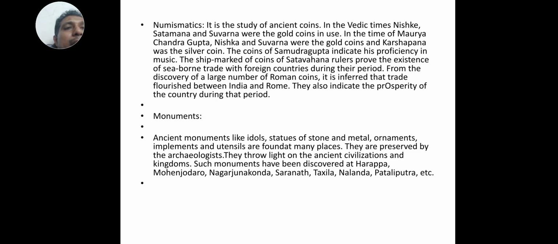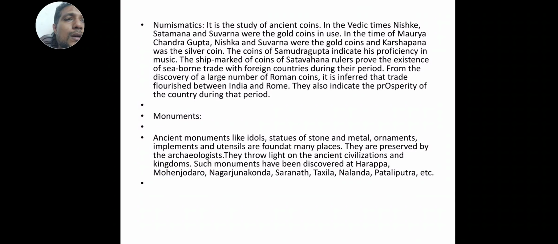Numismatics. It is the study of ancient coins. In the Vedic times, Nishka, Satamana, and Suvarna were the gold coins in use. In the times of the Mauryas, Chandragupta, Nishka and Suvarna were the gold coins, and Karshapana was the silver coin. The coins of Samudragupta indicate his proficiency in music.